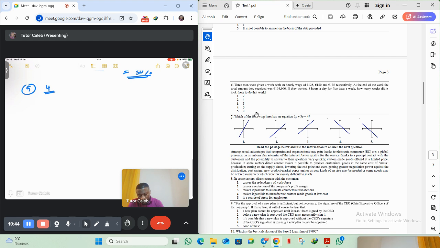Question 6. 3 men were given a work with an hourly wage of 125, of 150, and 175. Now, at the end of the work, the total amount they received was 108,000 euros. If they worked 8 hours a day for 5 days a week, how many weeks did it take them to do the work? All right. So altogether, how much are they earning altogether?